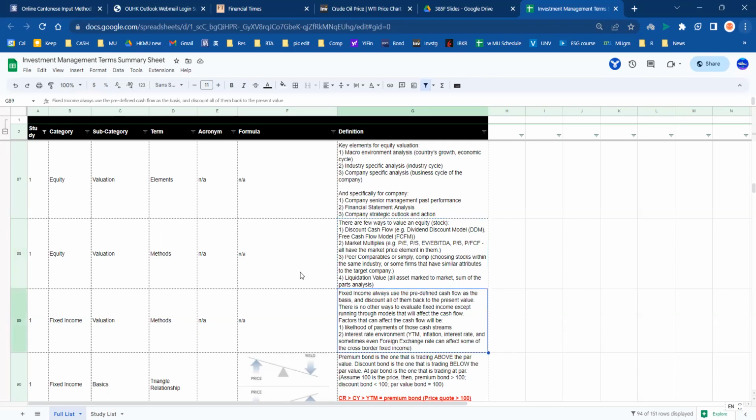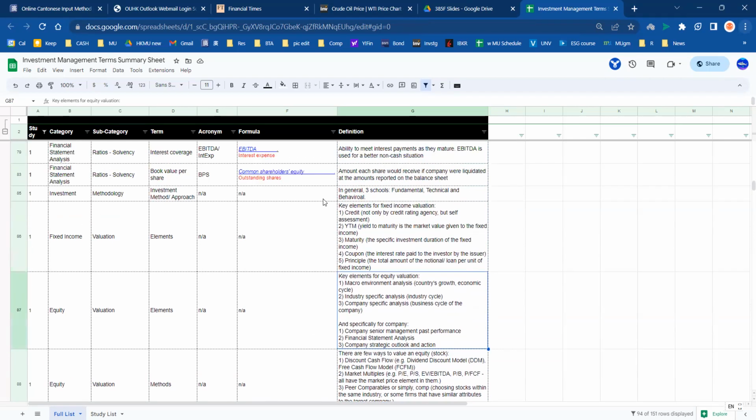And let's say for fixed income, there should be one for fixed income. So let's say fixed income valuation. I said, hey, what kind of elements are you going to use for fixed income? Then you should write down credit, yield to maturity, dates, coupon and principal. And that's how you should answer.